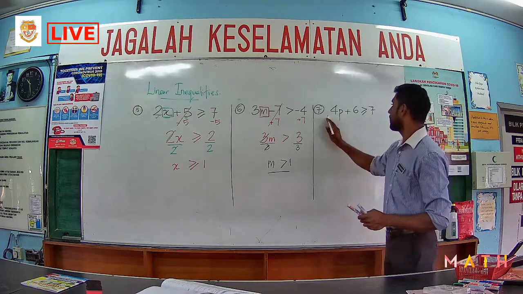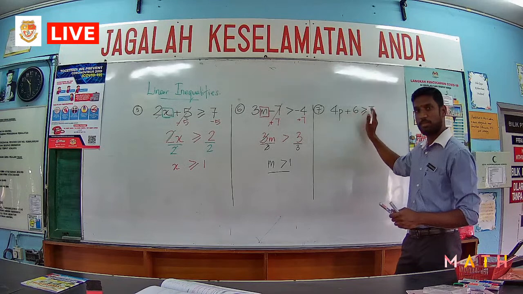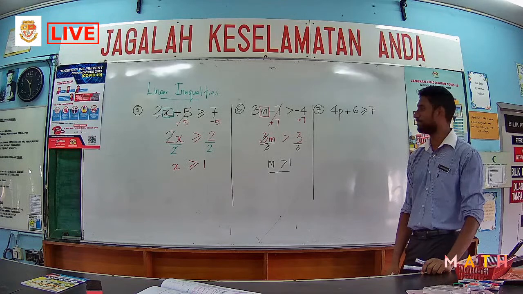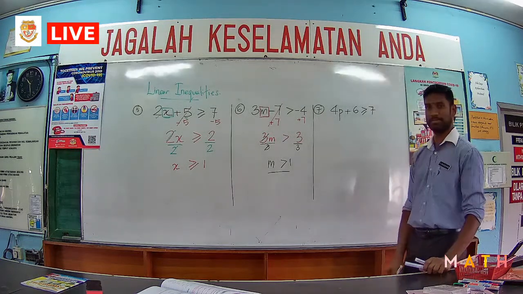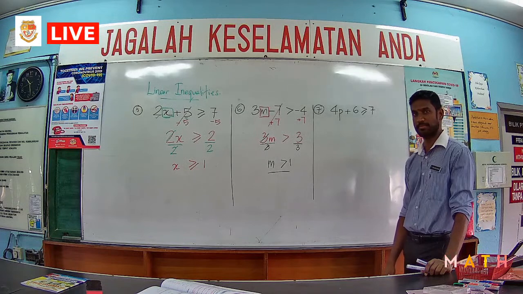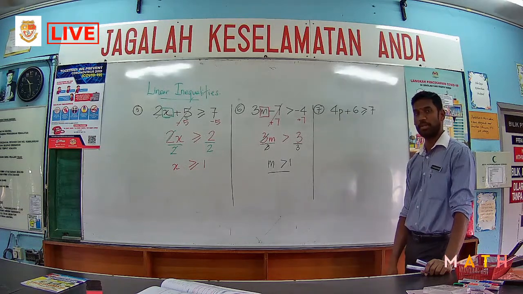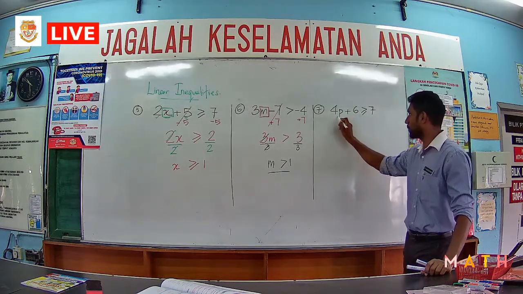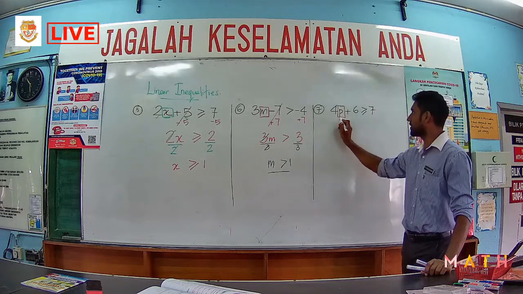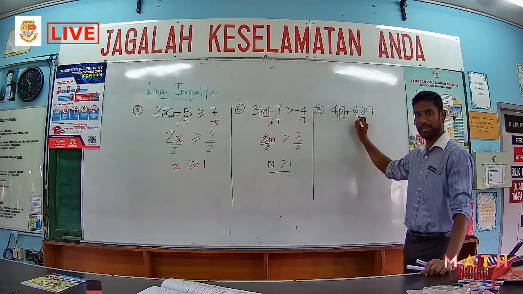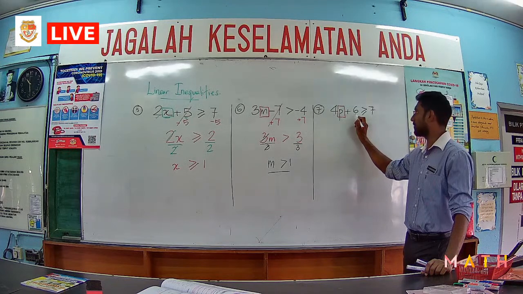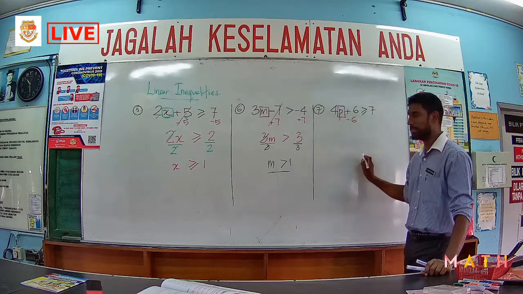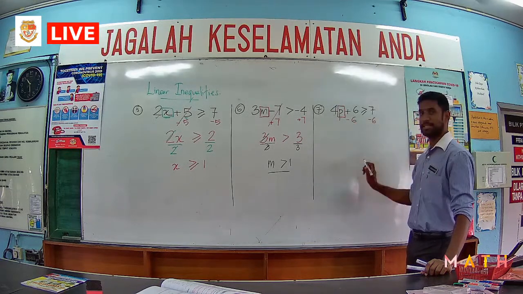Give a try. 4p plus 6 more or equals to 7. So how are we going to solve? Okay, again, which number are we going to eliminate first? Is it 4 or 6? Okay, so you can put a box. The closest to the unknown is 4. So the 6 we need to eliminate first. So again, plus becomes minus 6. So the other side you need to minus 6 as well.